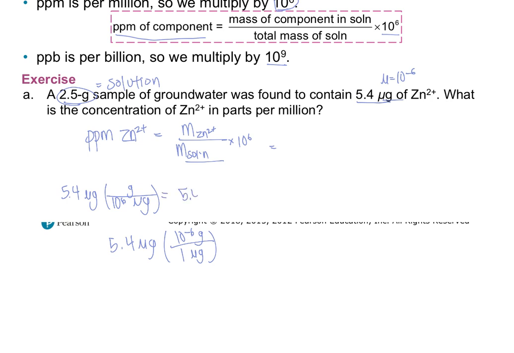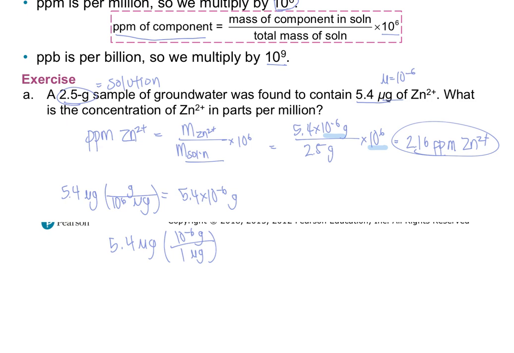That's going to give you 5.4 times 10 to the negative 6 grams. So that's what we're going to put up top, divided by the total solution, which is 2.5 grams of groundwater, and times by 1,000,000, 10 to the 6. So we do that math. Actually, what's interesting is this 10 to the negative 6 and 10 to the 6 are going to cancel out. And then we end up getting 2.16 parts per million of zinc ion is how you would record it.